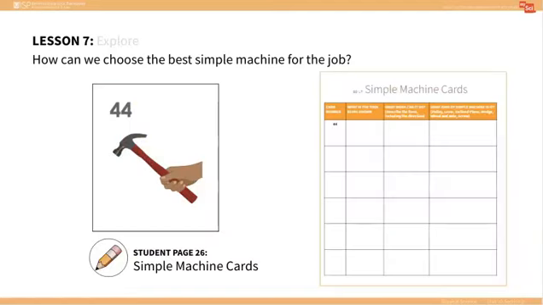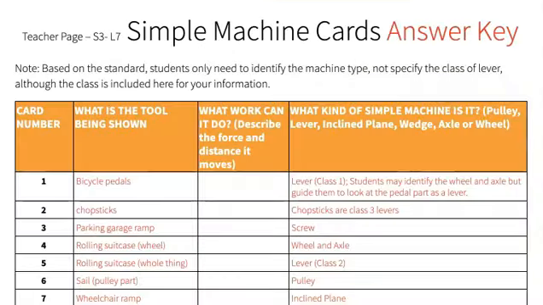In the Explore portion of this lesson, refer students to the Simple Machine Cards sheet on student page 26. Select card 44, the hammer, from the Simple Machines cards deck and pass it around while you project it. Then model how to answer the questions for card 44 using the answer key in the teacher pages.